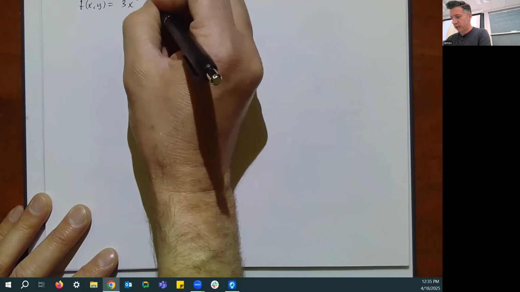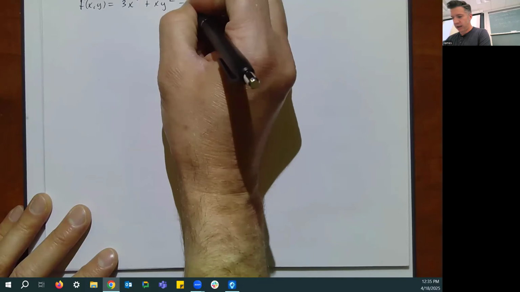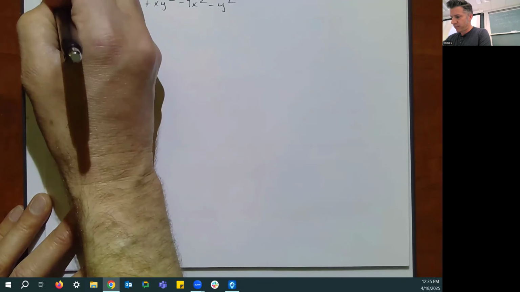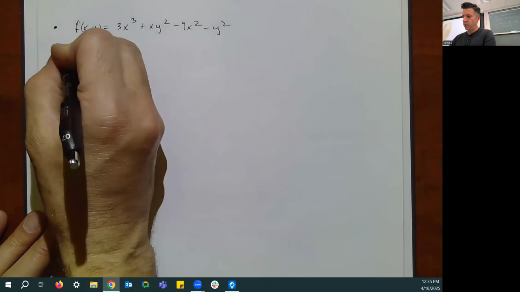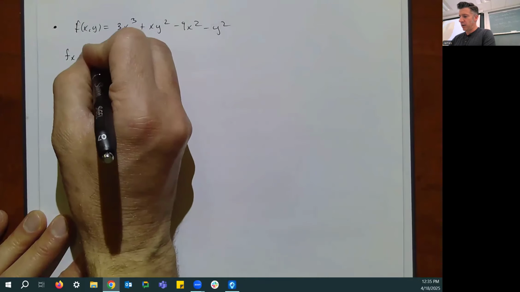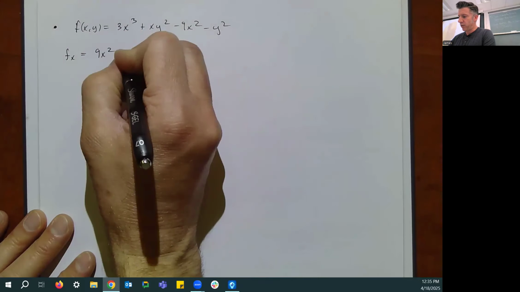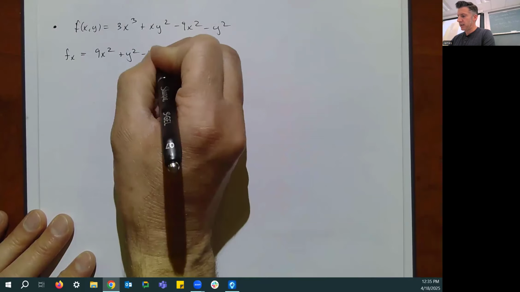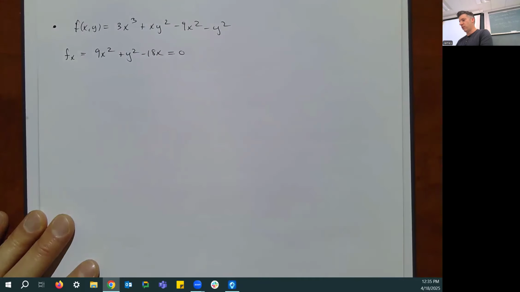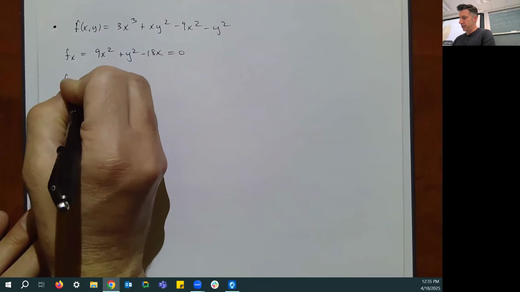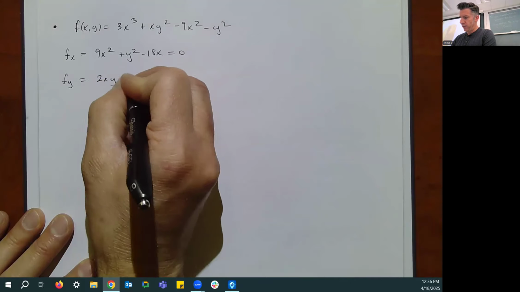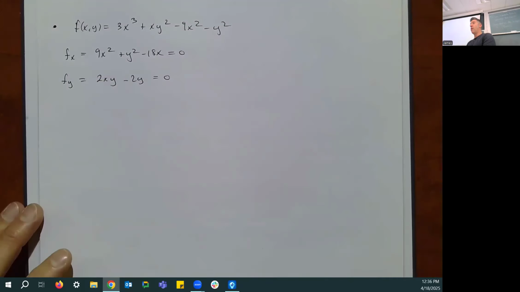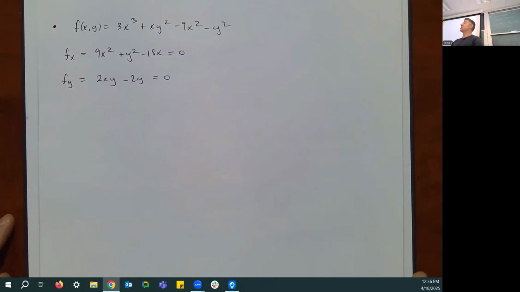3x cubed plus xy squared minus 9x squared minus y squared. Usual deal. Find and classify. So again, we take our partials. Fx is going to be 9x squared plus y squared minus 18x. Set that equal to 0. Doesn't look great. Fy is going to be 2xy minus 2y. Set that equal to 0. And then work with the one that looks easier, which is clearly the second one. It is much easier to deal with.